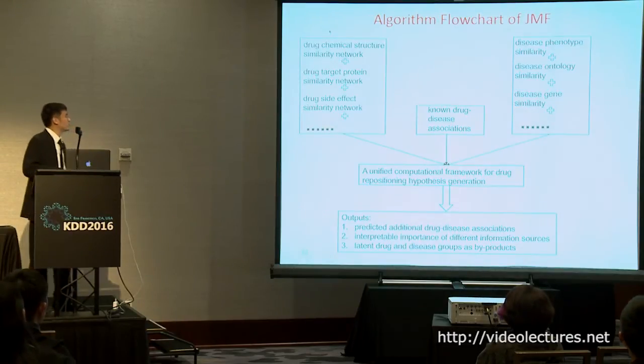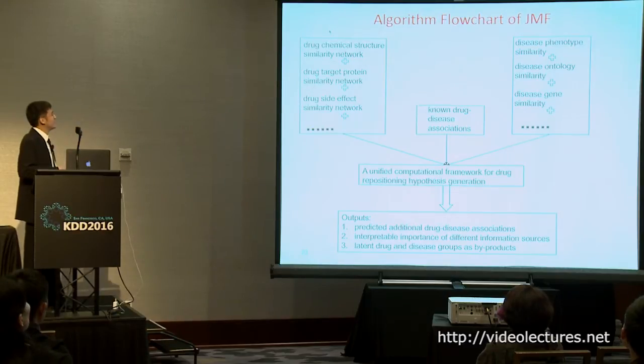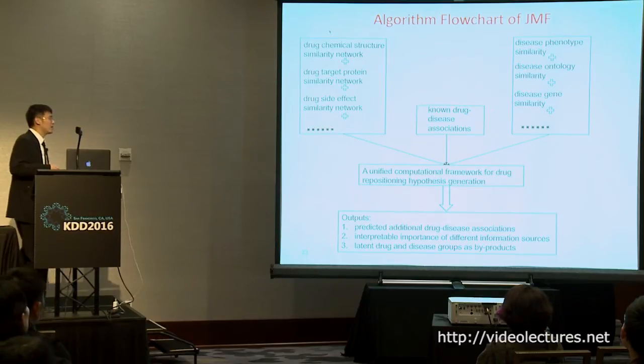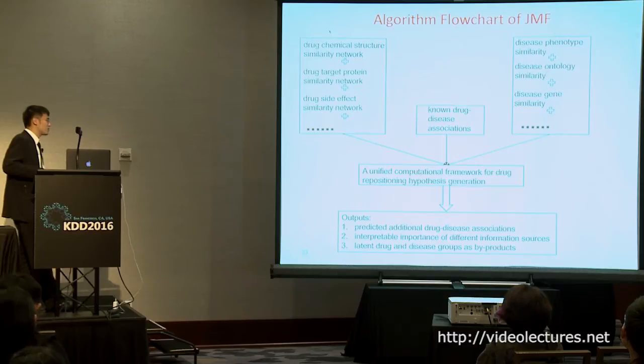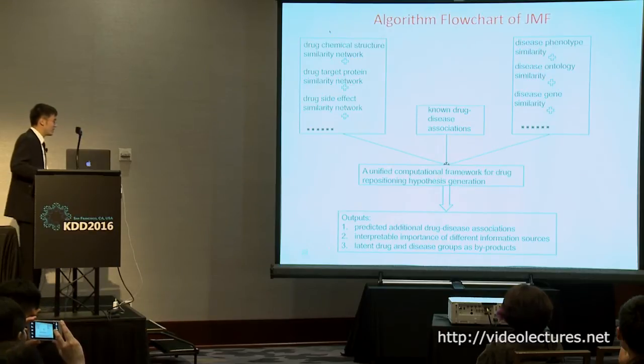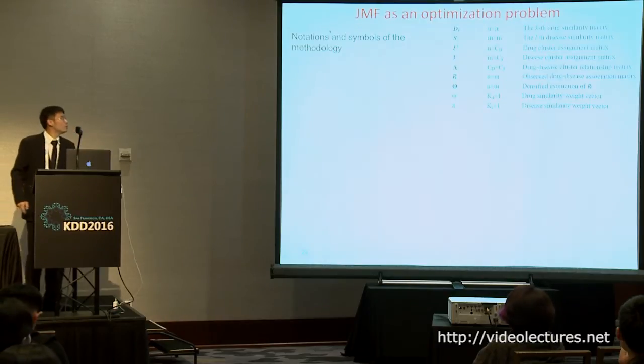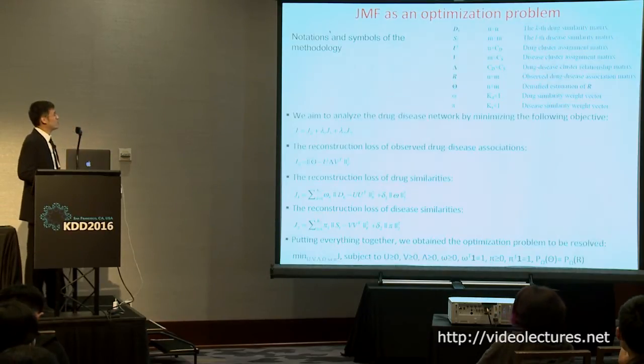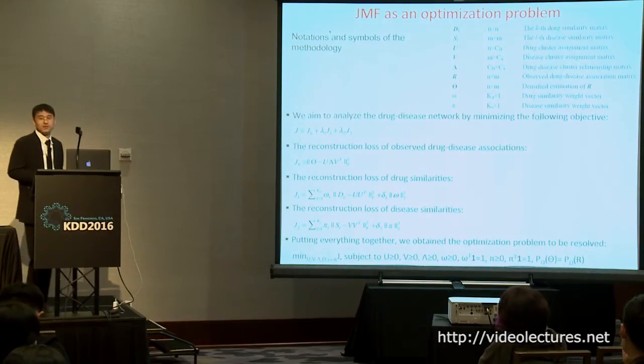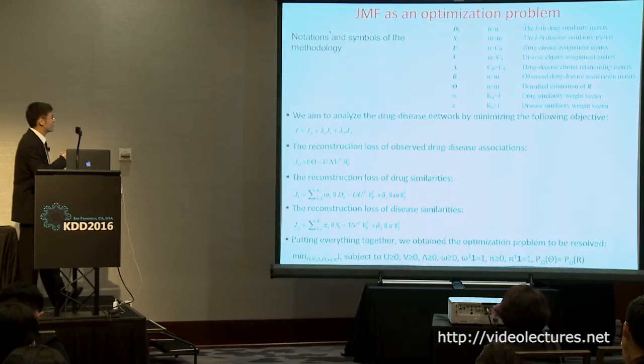Here is just the algorithm flowchart. We have as input a lot of similarity networks for the drug, a lot of similarity networks for the disease, and a handful of drug and disease associations. We want to develop an algorithm that can find additional drug disease associations and tell which data sources are more important, and we can also get some byproducts like the drug groups and disease groups. Solving the problem is just an optimization problem, and it's straightforward, and Fei has a lot of experience with this in his part of the presentation.